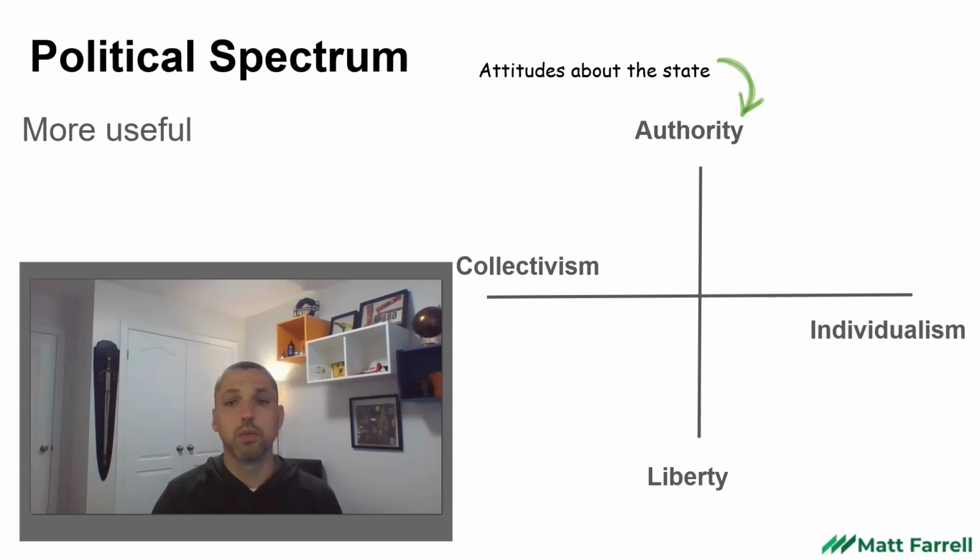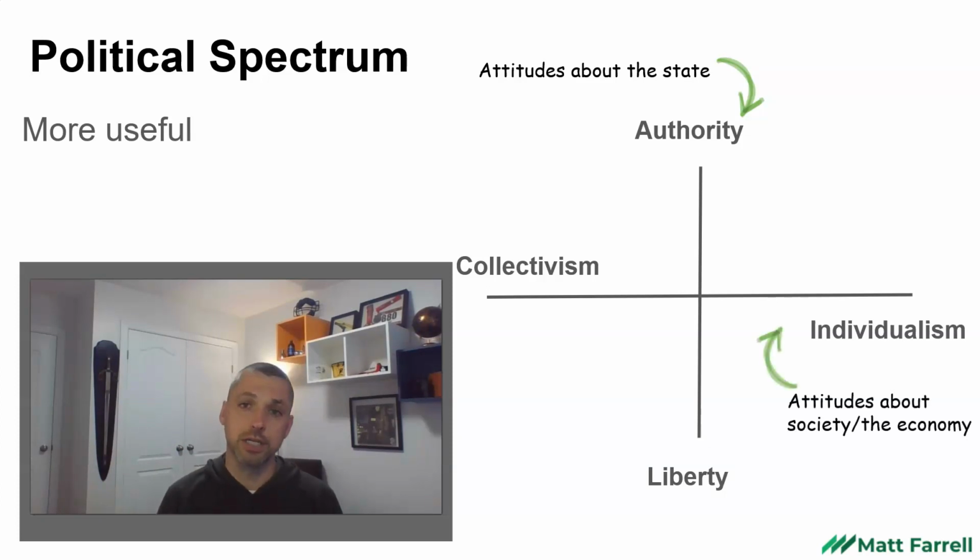From left to right, we put attitudes about the organization of the economy or society. Do you want a society that is more equal in terms of their outcomes, or do you want one that's more individualistic and allows for some inequality? So we call that sort of loosely the collectivism versus individualism side of the spectrum. And you'll see some different nomenclature around in different textbooks, but the principles remain the same. How much power do you want the government to have? How do you want society to be organized on the other axis?